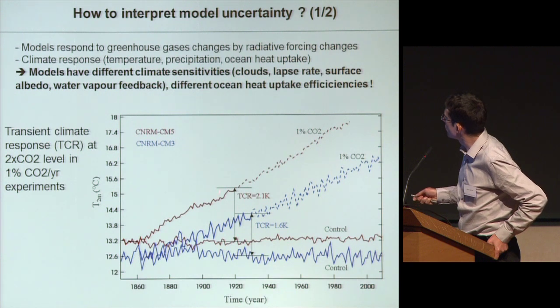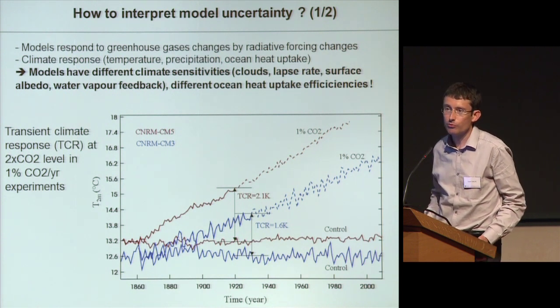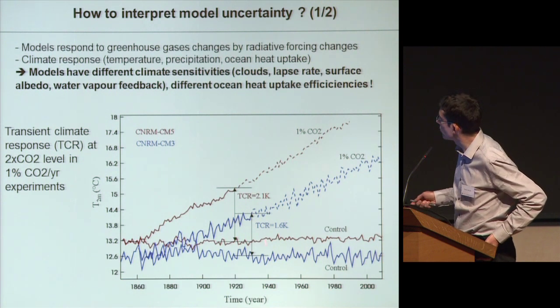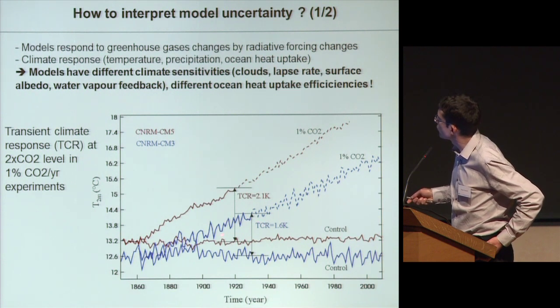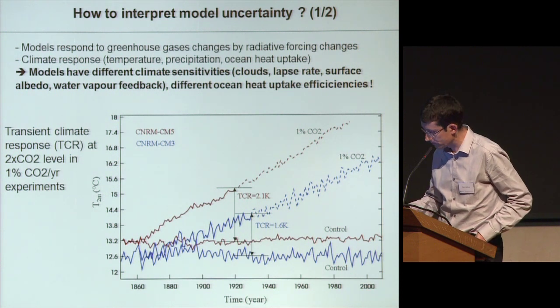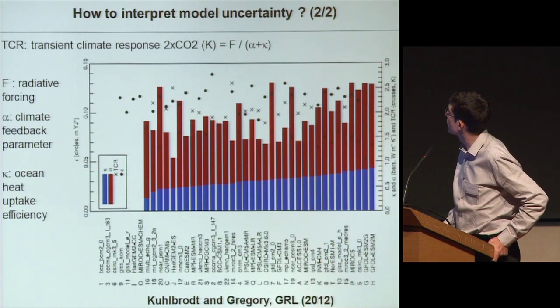Here is our new model at Météo France, CNRM-5, and this is the previous model in blue. So you see already there are differences between two models of the same institute, meaning different year-to-year variability, but also a different response at the level of doubling CO2. 1.6 Kelvin or Celsius for the previous model and 2.1 for the new model, meaning that the new model is more sensitive than the previous one. That's already a hint of uncertainty in our models.